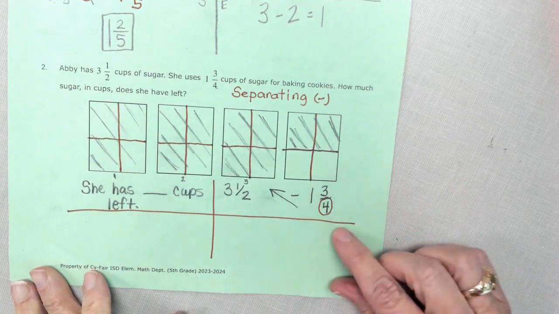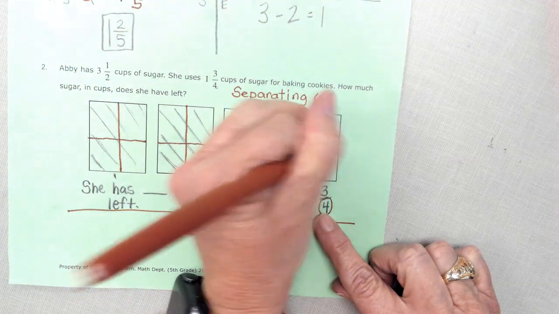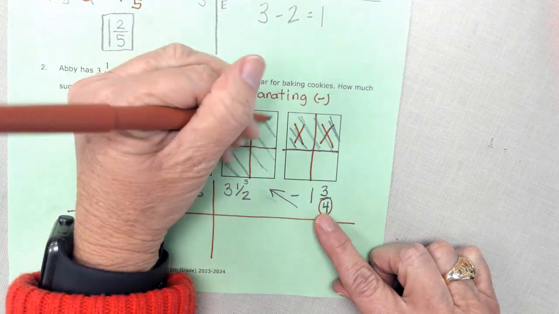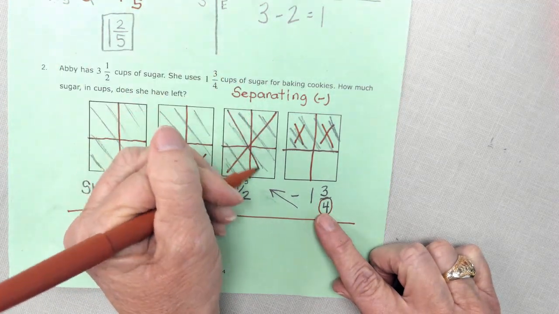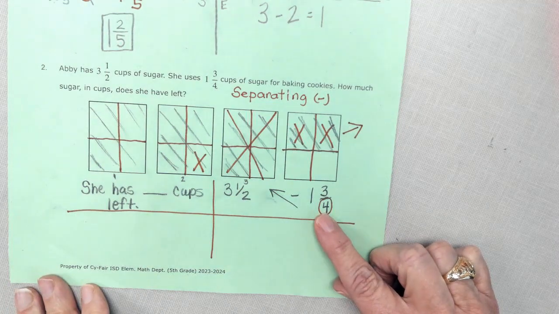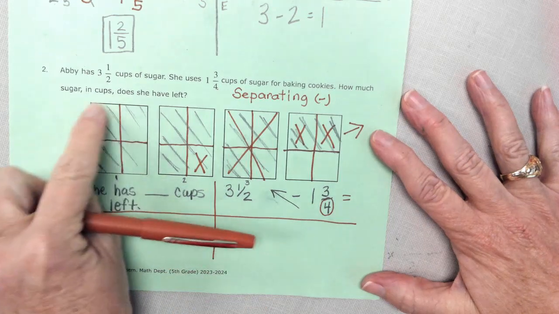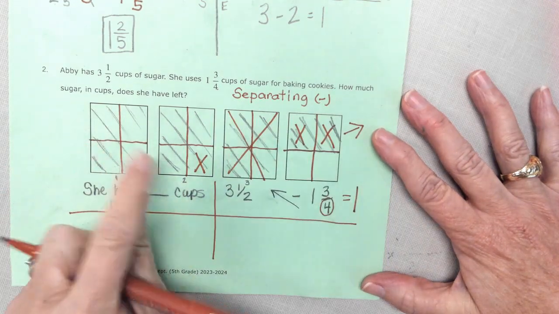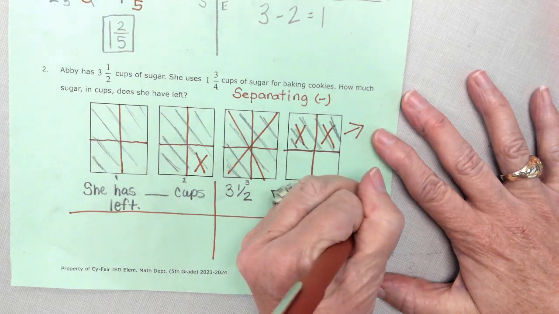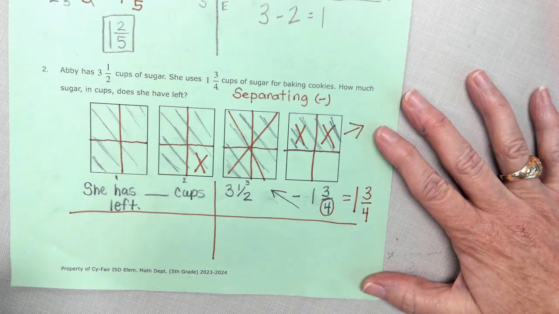And now that I've got it cut into fourths, I can remove 3/4. 1, 2, 3. And I can remove this whole piece here. This is all leaving. So what is left? When I look to see what is left, we have 1 whole box that is left, and we have 1, 2, 3 out of the 4 pieces that are left. So that's using our picture to help us find our answer.